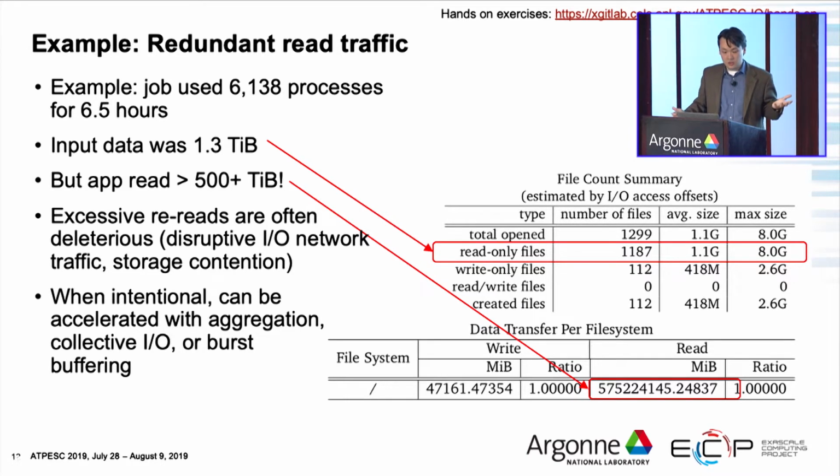So if it's unintentional, you can use collective I/O to just obviate this, and you're not reading from all over the place over and over. Or you can use a burst buffer, so that you're staging everything into Flash, and then you're doing this half a petabyte of read I/O to a Flash device, which is much faster, and you're leaving everyone else on the parallel file system alone.